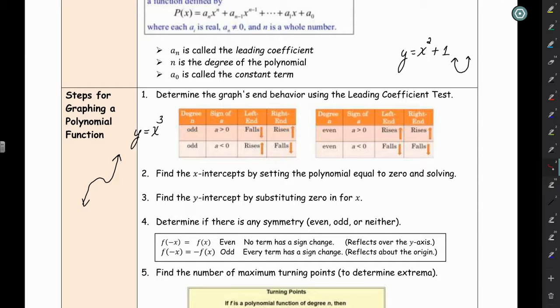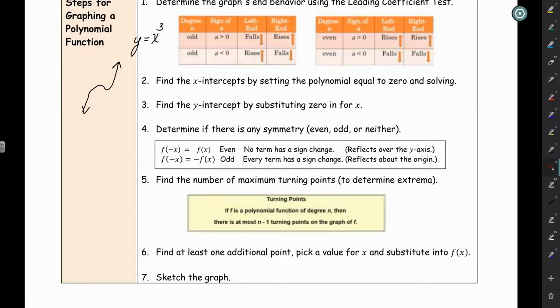So the first thing we will do when we're looking at the graphs of these polynomials is determine the end behavior. The next thing we'll do is we'll find the x-intercepts. That's pretty easy. We're going to set the polynomial equal to 0 and solve. We'll find the y-intercept by substituting 0 in for x. We'll determine if there's any symmetry. In other words, does the graph reflect over the y-axis, or does the graph reflect about the origin by substituting in negative x and seeing what the result is.